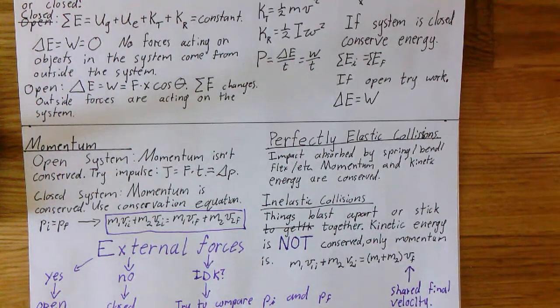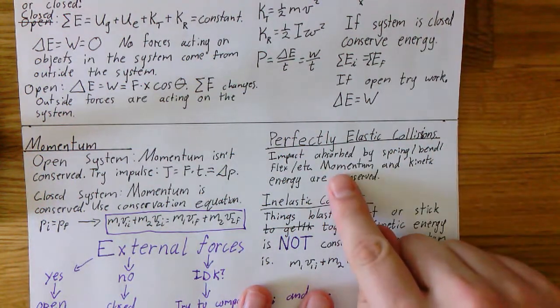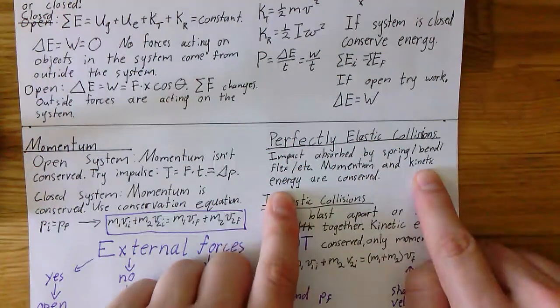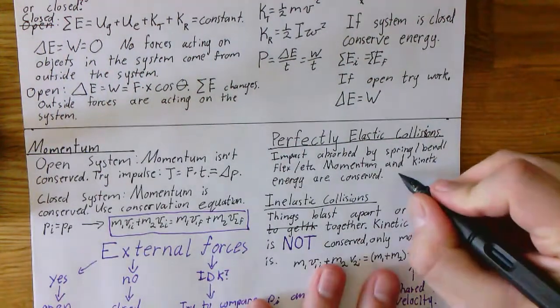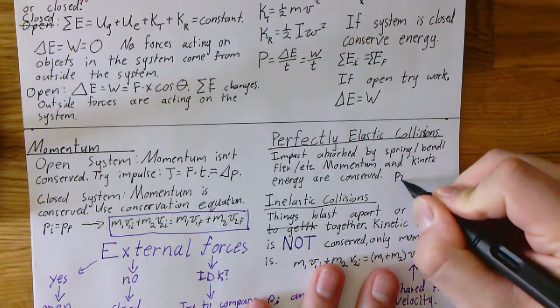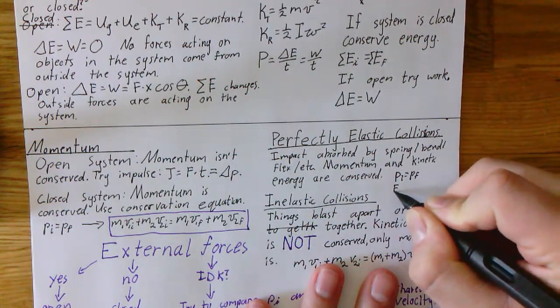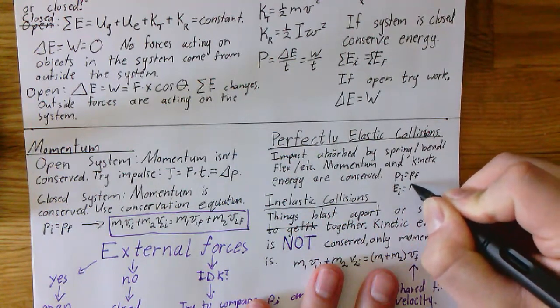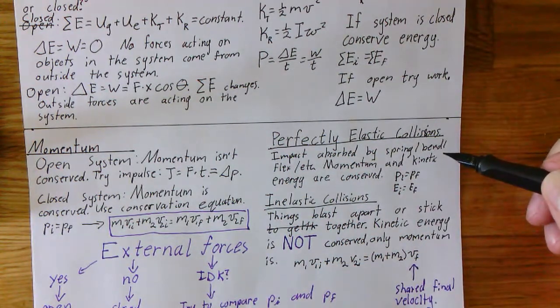So anytime you have rubbery, bouncy things, it's probably an elastic collision. For elastic collisions, you get two important pieces of information. Momentum and kinetic energy are conserved. You get two of them. So you get Pi equals Pf and KEi equals KEf. Okay, so that's perfectly elastic collisions.